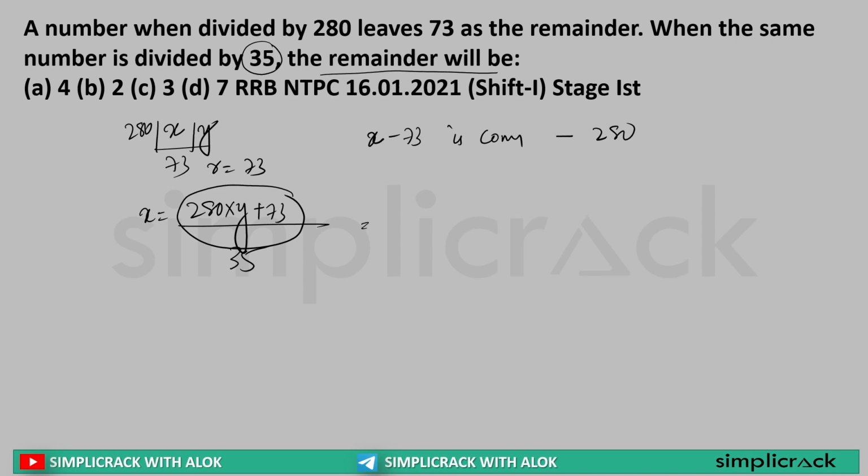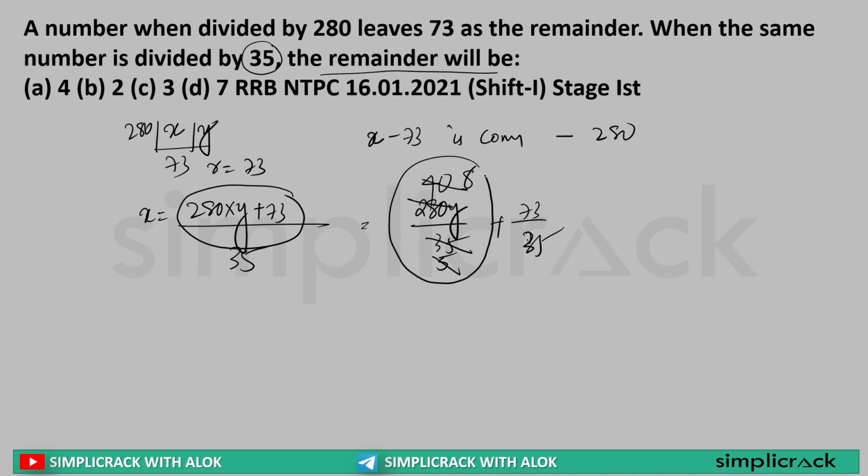Now understand this carefully. This whole thing can be written as 280y by 35 plus 73 by 35. Yes or no? Now 280 by 35 can be written as, see, 7 5s are 35, 7 4s are 28, 5 8s are 40. This means this number is completely divisible. Here the remainder is 0. Now 73 divided by 35 is what? 35 2s are 70. What is remaining? 3 is remaining. So the remainder over here is 3. Here remainder 0 plus remainder 3, total remainder 3. So the answer is option 3.